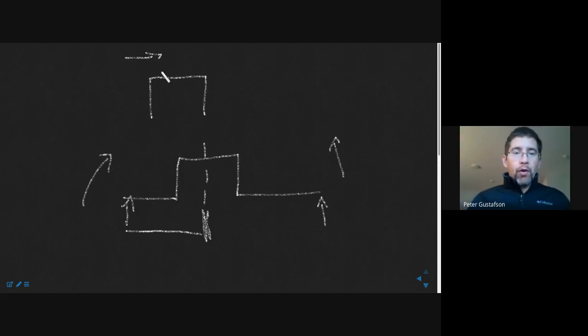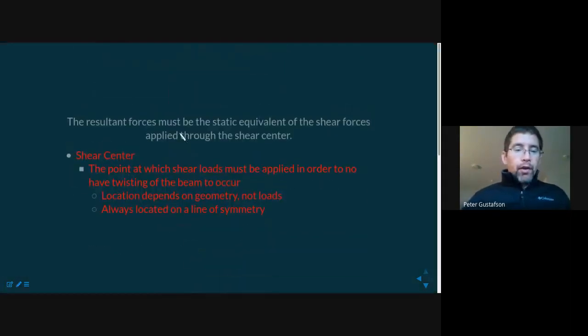If I apply a load out here, if that load is far enough vertically high, it's going to twist to the right like this. If it's far enough vertically low, it's going to twist the opposite way like this. Somewhere in this section, it's not going to twist. That place is called the shear center. So here, that is the definition.